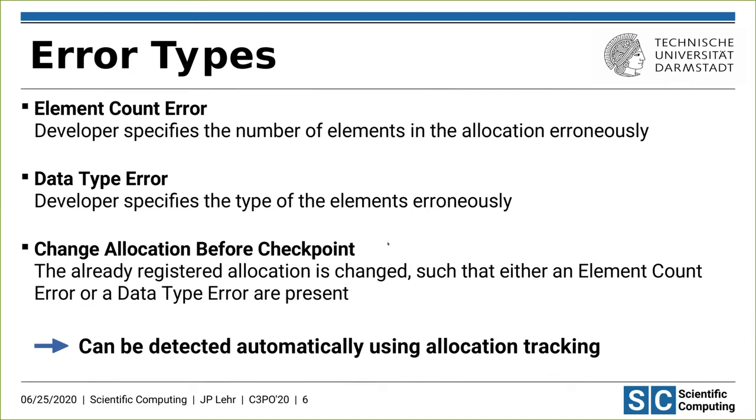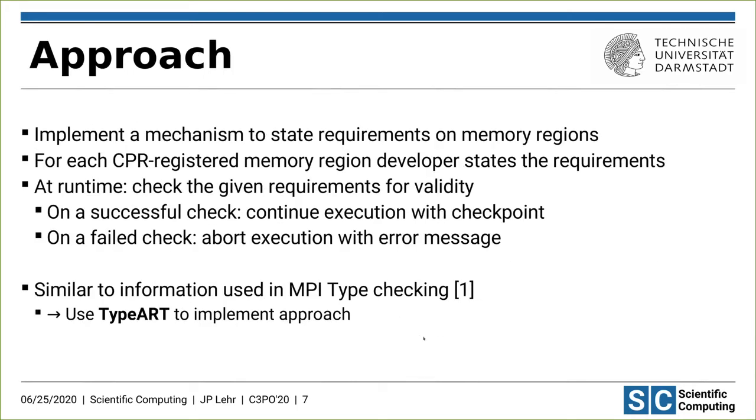Thankfully, all those types of errors can actually be detected if you're using allocation tracking. So we decided to implement that and see how well we do. Our approach here is that we implement a mechanism that would actually allow you to state certain requirements on memory regions. So we thought a little ahead here maybe. And then for every checkpoint restart registered memory region, the developer or our system actually states requirements such as the type and the length of the allocation that is assumed by the developer.